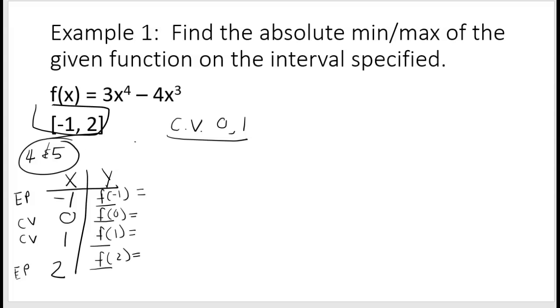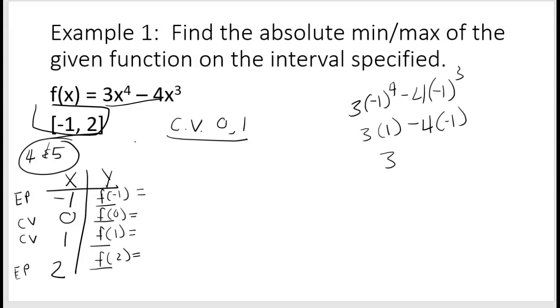So let's begin. Let's plug in -1 first. I'm going to show my work here off on the side. If I plug -1 into the original function, -1 to the 4th power is +1. -1 to the 3rd power is -1. 3 times 1 is 3. -4 times -1 is +4, which means we have 7. So my first candidate gives me a y value of 7. Let's look at the next one. If you plug in 0, that's kind of easy to see. You're just going to get 0.